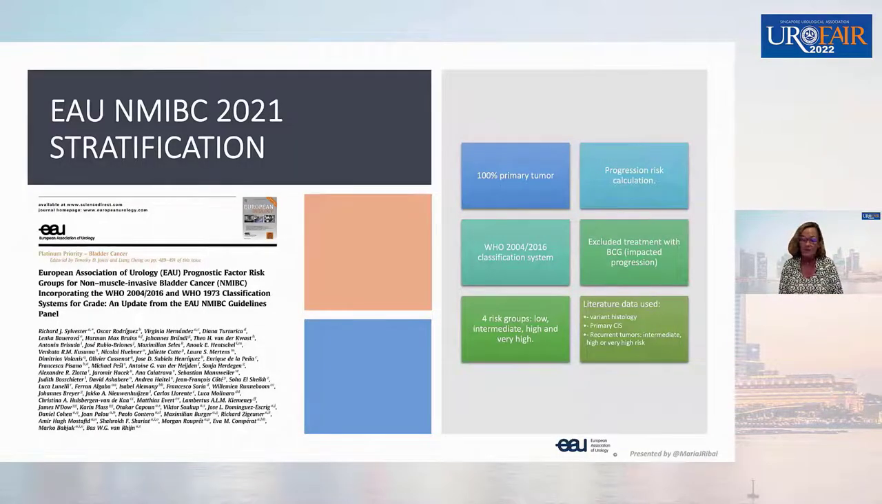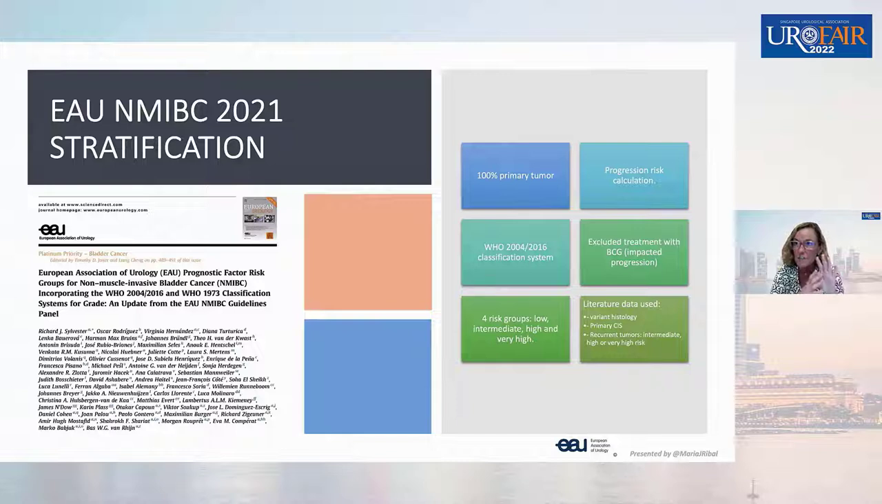Finally, we arrived at 2021, and the EAU non-muscle invasive bladder cancer panel released their new risk stratification for non-muscle invasive disease. This was already published in our guidelines and also in our main journal, European Urology. This classification is based on 100% primary tumors, and is only a calculator of progression, not of recurrence. It uses both grading classifications, the one from 2004 and the new one from 2016. There are no patients treated with BCG. Why? Because this is thought to be an upfront classification, not for patients already treated.